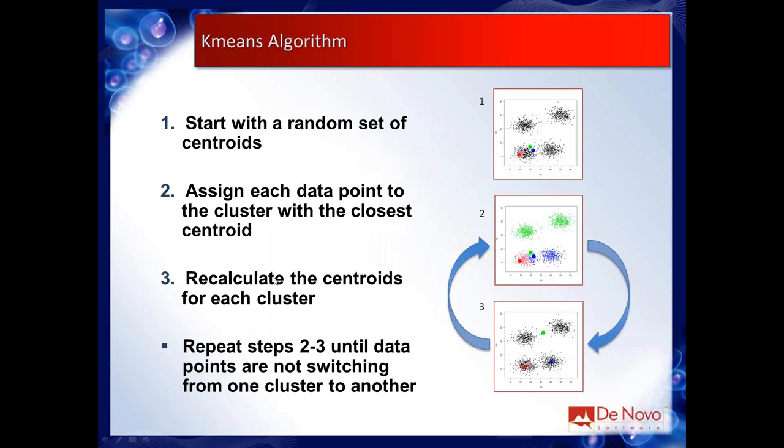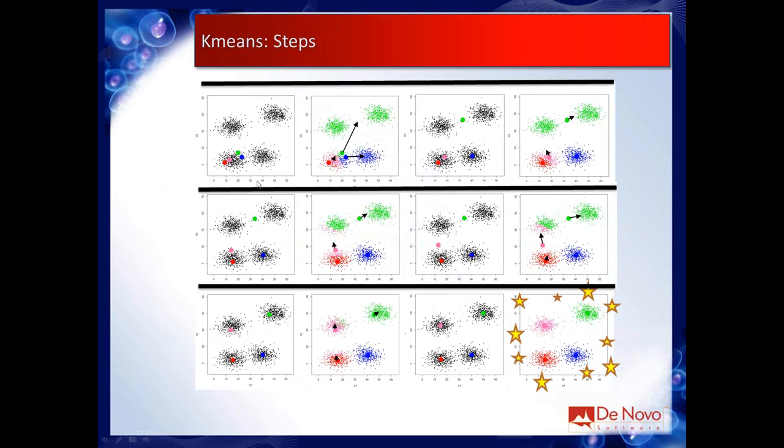And then you recalculate the centroids based on which data points were assigned to which cluster. So you can see this green dot moved over here because that's actually the average of the points that were assigned to this cluster. And then you just go back and forth between steps 2 and 3 until the data points stop switching clusters. So I kind of made a little thing.